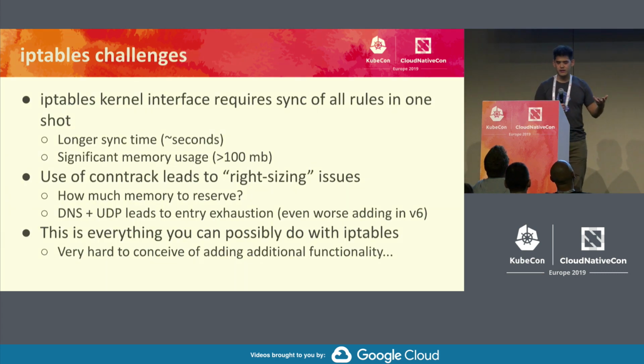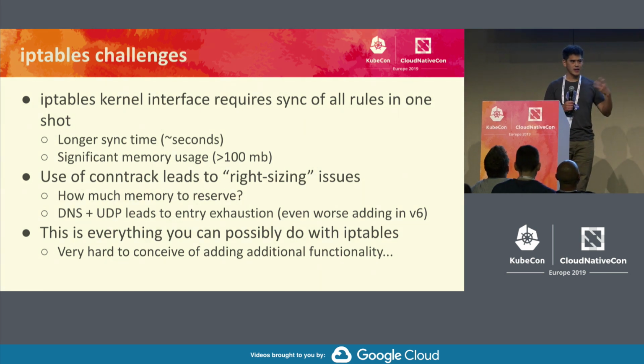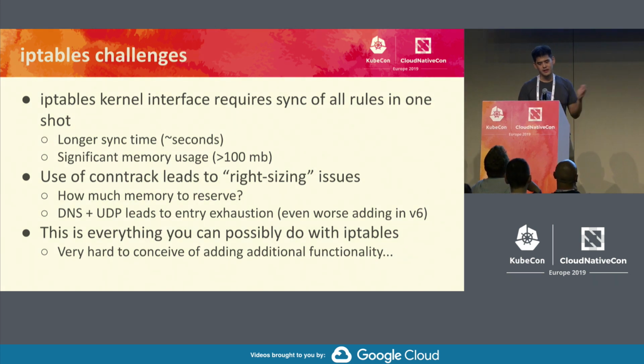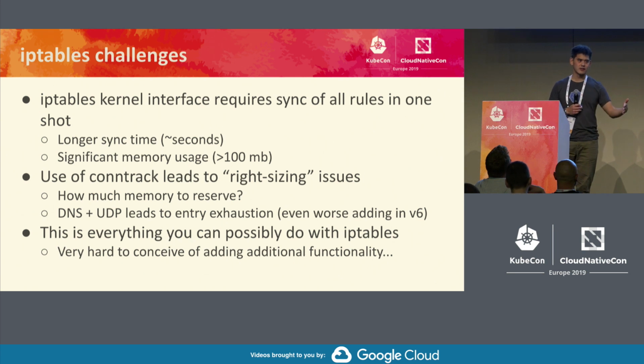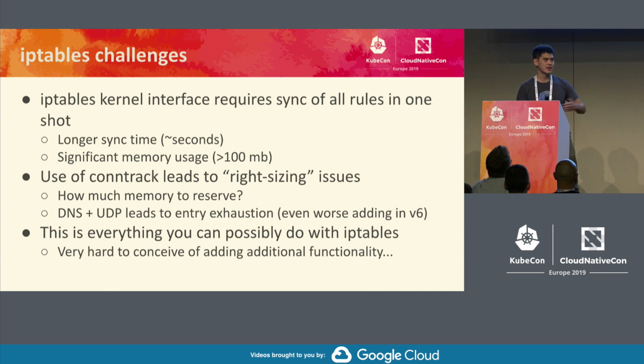So what are the challenges? A couple, and I kind of hinted at it in the previous slide. The IP tables kernel interface requires a sync of all the rules in one shot. This is just how that kernel interface works. You have a longer sync time. Now, this used to be a big problem, but some kernel fixes went in and it has gone down to seconds, but you still have to pay that cost. And there's significant memory usage. Because you have to generate this list of rules, even if you're changing one thing, you generate the whole list, which may be over 100 megabytes in a large cluster, sync it, and then you continue.